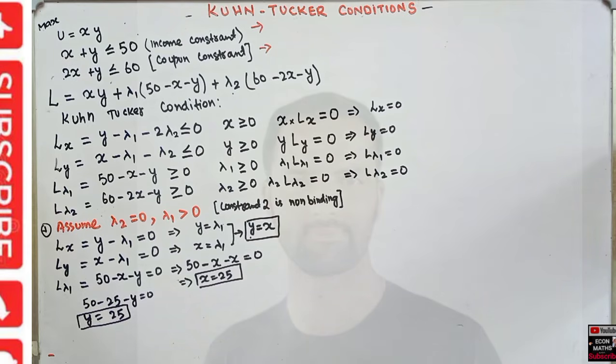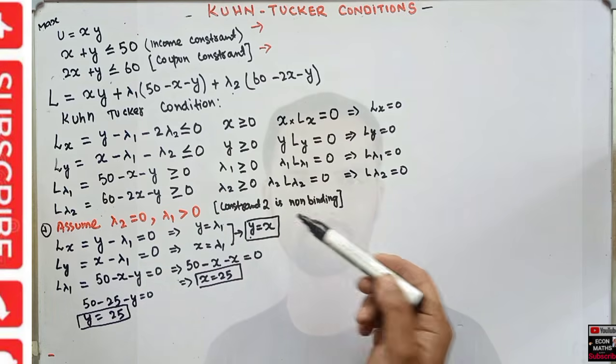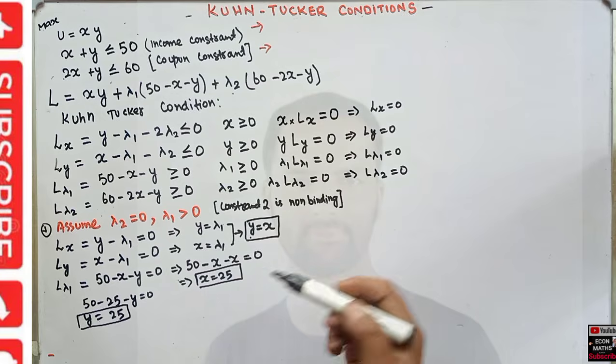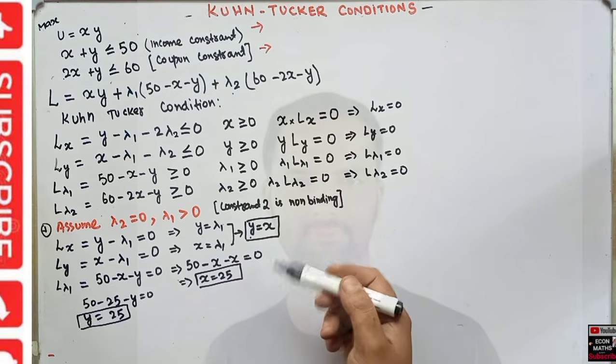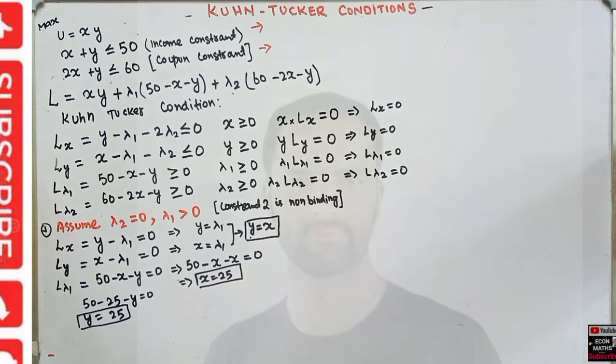Now since we have assumed lambda 2 is equal to 0, that is, constraint 2 is non-binding, we just need to verify whether it was correct or not. What does this mean? We simply want to put the value of x is equal to 25, y is equal to 25 in the second constraint, and make sure it is not being violated.